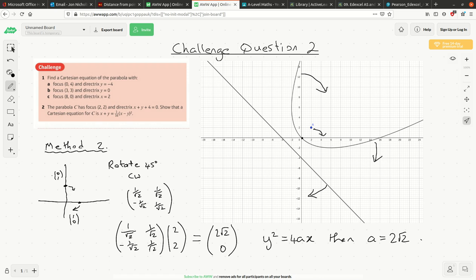Yeah? So what are we going to have to do now? We're going to have to take the general point, and the general point on a parabola is given by x equals at squared, y equals 2at. So we're going to have 2 root 2 t squared, and then so it's at squared and 2at, and then 4 root 2 t.